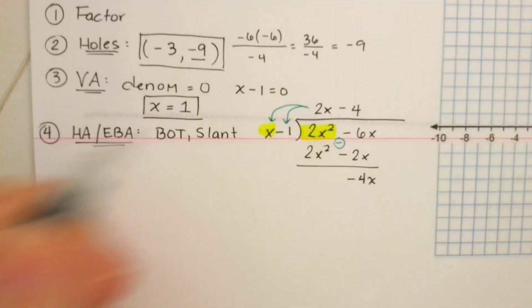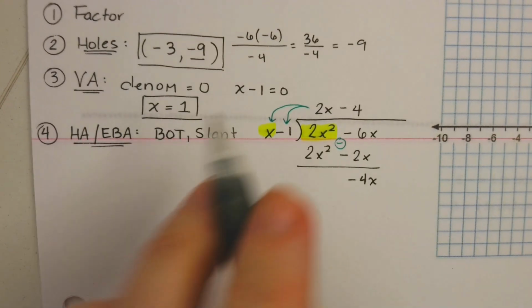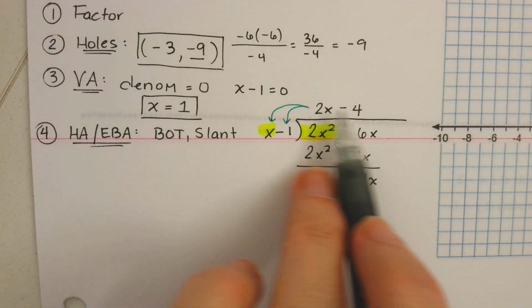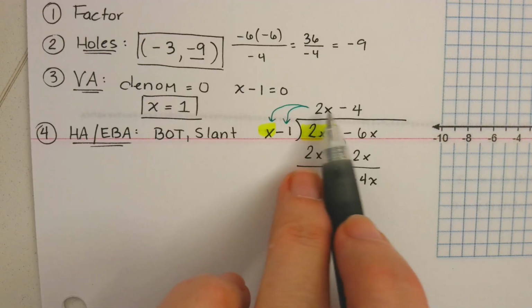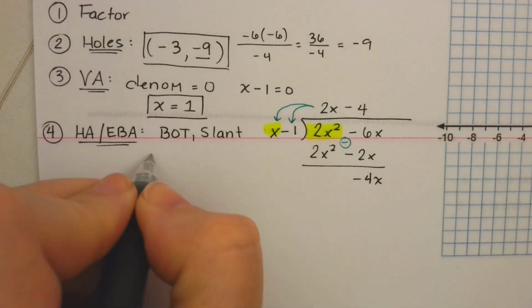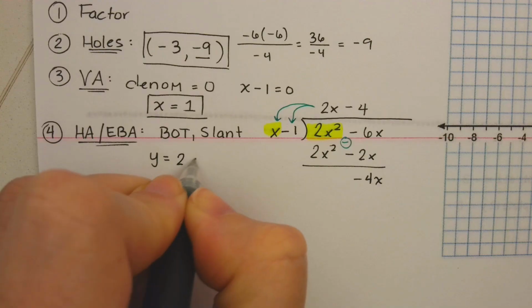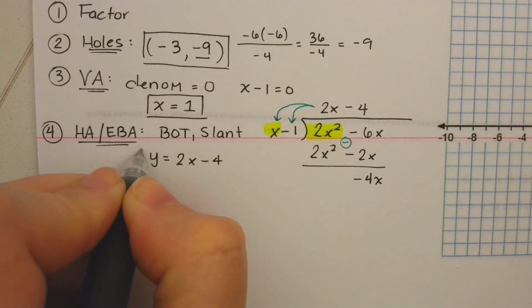If you want to finish the multiplying, you can. But all we needed was enough to get a slope and a y-intercept. So my slanted asymptote equation is y equals 2x minus 4.